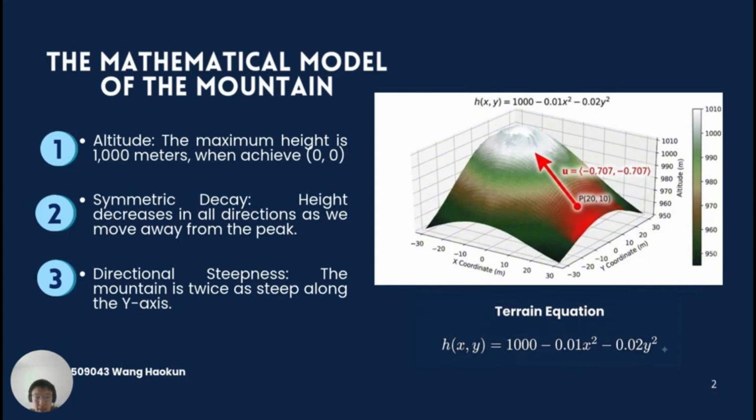And secondly, the minus sign shows a symmetric decay. It means the mountain goes down as we walk away from the center. Lastly, we see the directional steepness. Because the y coefficient is twice as big as the x coefficient, the mountain drops twice as fast from north to south than from east to west, just as shown in the graph. So let's look at the math.